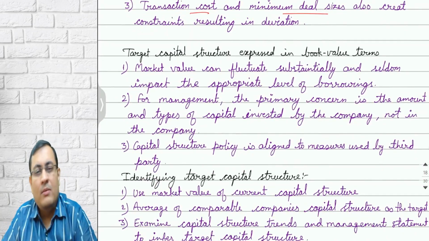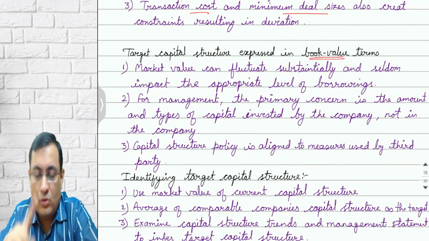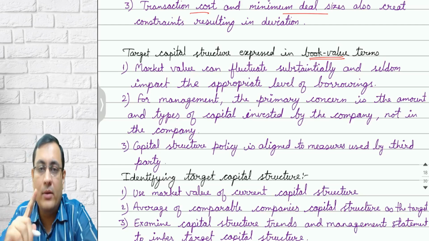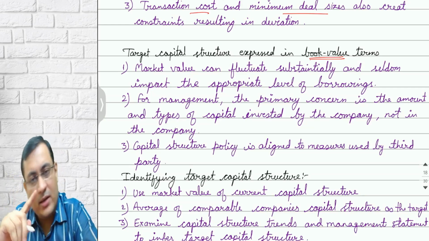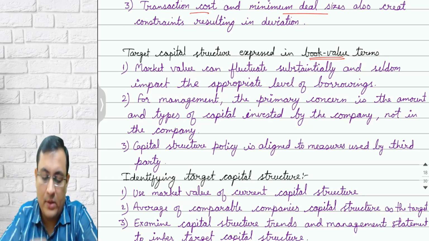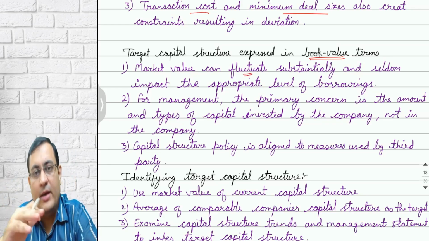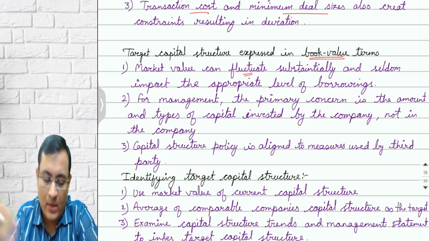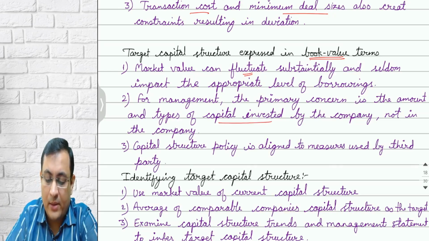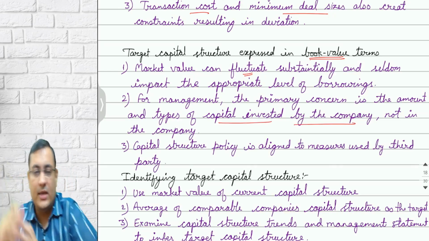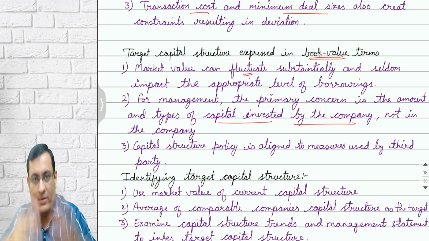Next, many times target capital structure is also presented in book value terms. We know that WACC should be calculated using market value weights, not book value weights. But target capital structure weights are sometimes expressed in book value terms. Number one, why? Market value itself is fluctuating, and something which is fluctuating, it is very difficult to fix a value for. Second, for management, the primary concern is the amount and type of capital invested by the company. How much the company is investing in a particular asset? They want to earn return on that asset, which is the value available with them.